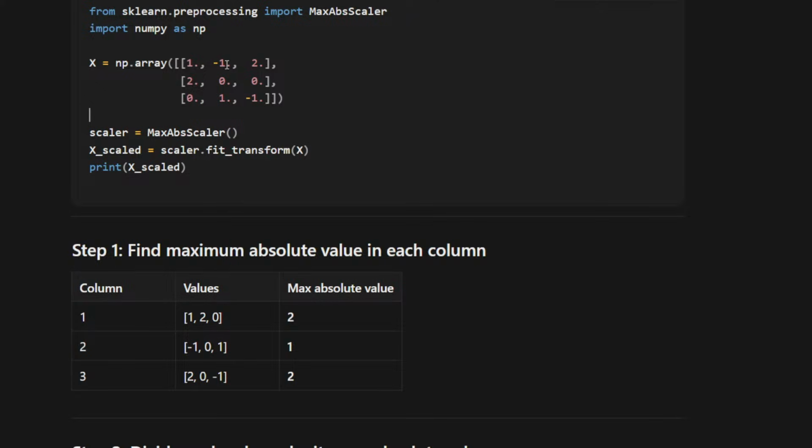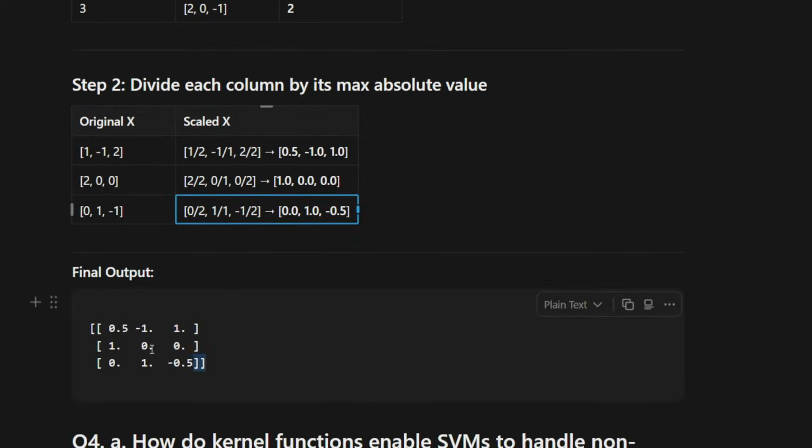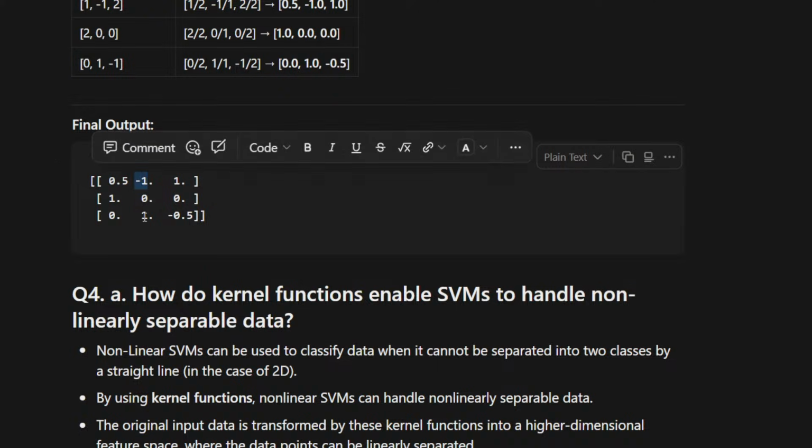Similarly, moving on to the next column. For this column, the max absolute value was 1. So it's basically the same as writing down the same column as it is. And for this column, the max absolute value was 2. So this will be replaced by 2 by 2, which is 1. And this is 0 by 2. And this is minus 1 by 2. So after replacing everything, this is the final output that we get. This was MaxAbsScaler, and you can note that the range is from -1 to 1.